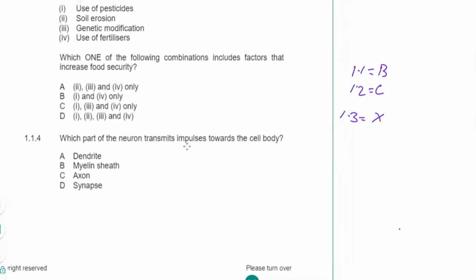They are saying, which part of the neuron transmits impulse towards the cell body? The part of the neuron which transmits impulse to the cell body will be the dendrite. The part responsible for insulation will be myelin sheath. The part which transmits impulse away from the cell body is going to be axon. The junction between two or more neurons is called a synapse.